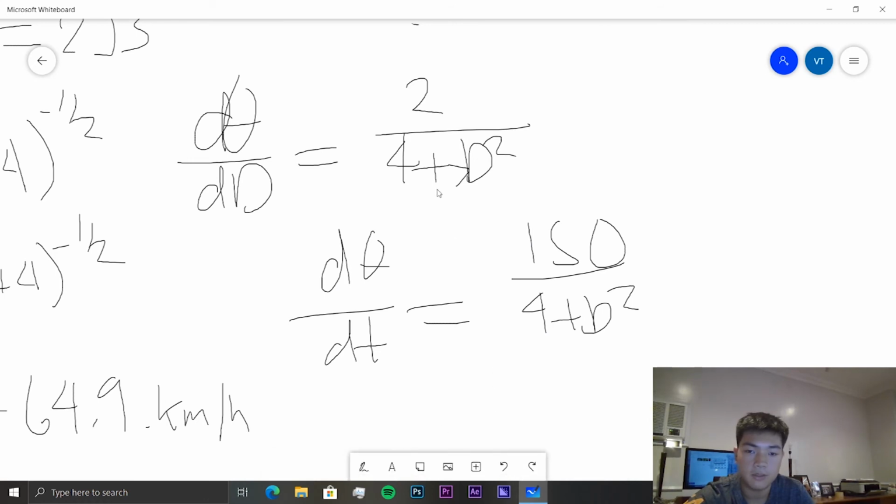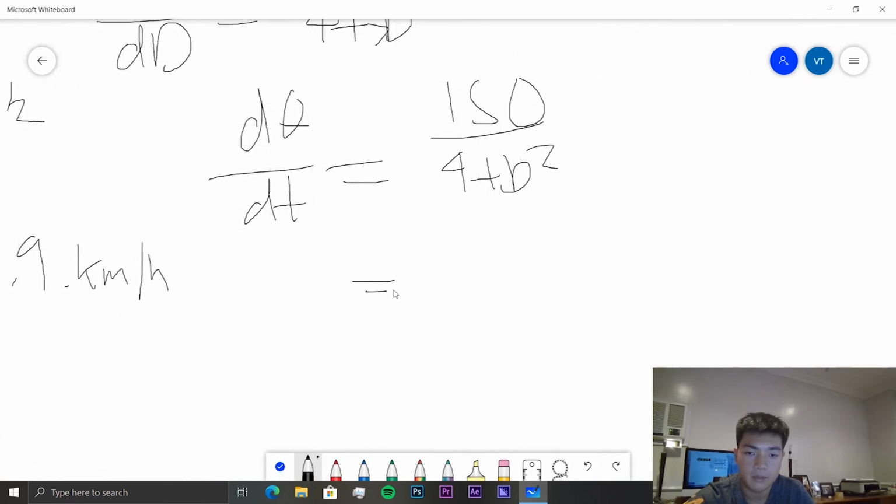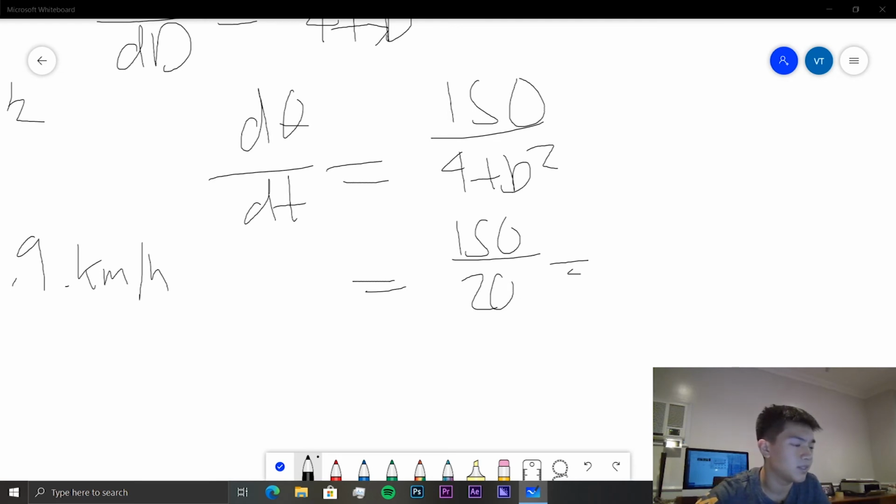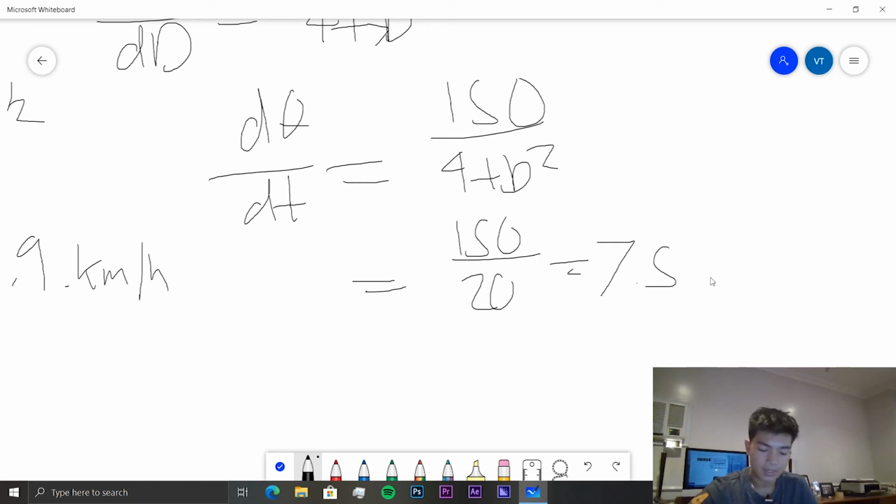When d is equal to 4, this bottom part will equal 20. So we have 150 over 20. This is equal to 15 over 2, 7.5. 7.5 in radians, though. So this is 7.5 radians per hour. So first, let's convert this to degrees. So we have times 360 divided by 2 divided by pi. 75 times 360 divided by 2 divided by pi. And then we need to divide by 3600.